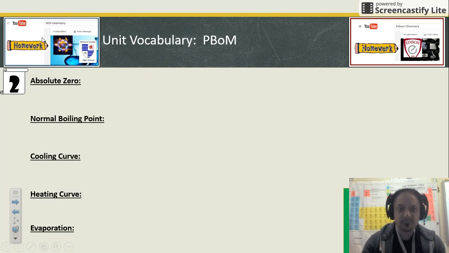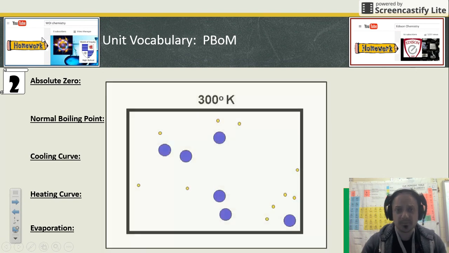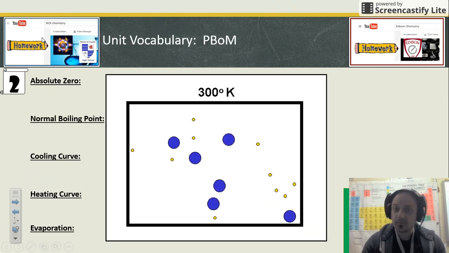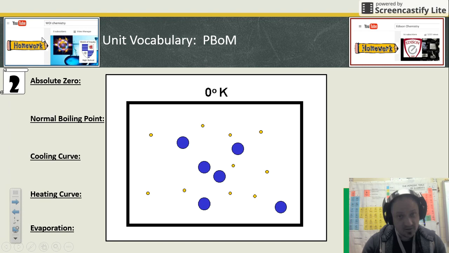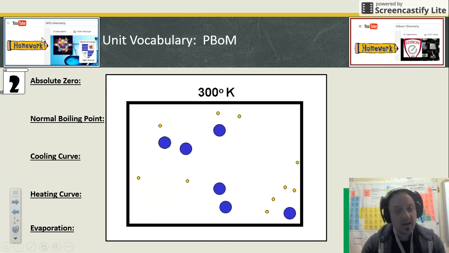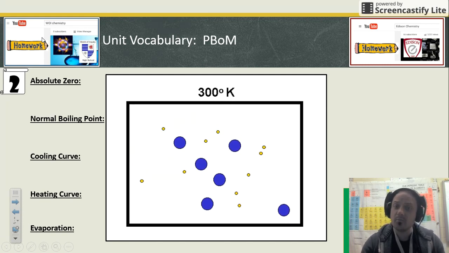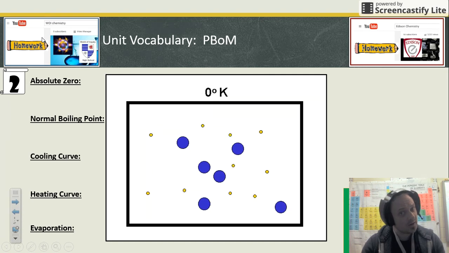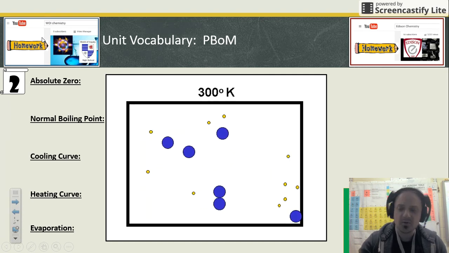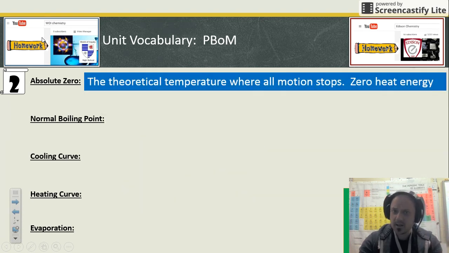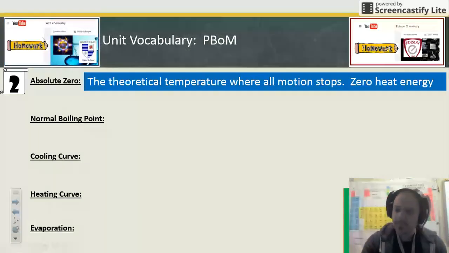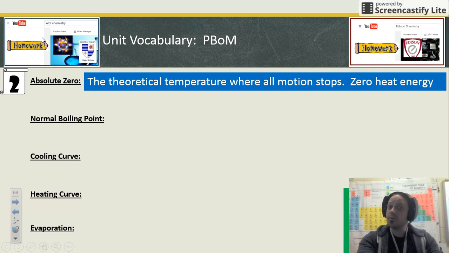Next set of 5. Absolute zero. This is absolute zero. That's 300 Kelvin. At 300 Kelvin, particles are moving. At absolute zero, 0 Kelvin, they are not. So absolute zero is theoretically determined. It's a temperature where all kinetic motion stops. There's 0 heat energy. We have not been able to achieve this yet in laboratory settings, but we're getting pretty darn close. Absolute zero, know it.